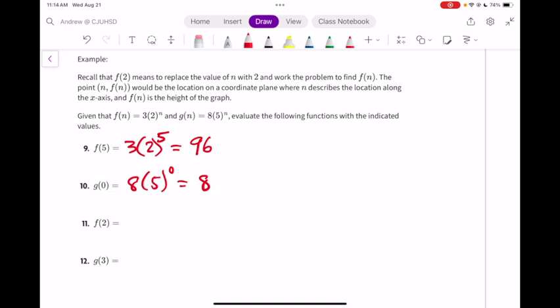f of 2 means do 3 times 2 to the second power. That's 3 times 4, that's 12. And g of 3 means do 8 times 5 to the third power. And that's a big number. 8 times 5 to the third power. What is 8 times 5 to the third power? The answer is 1,000. Okay.